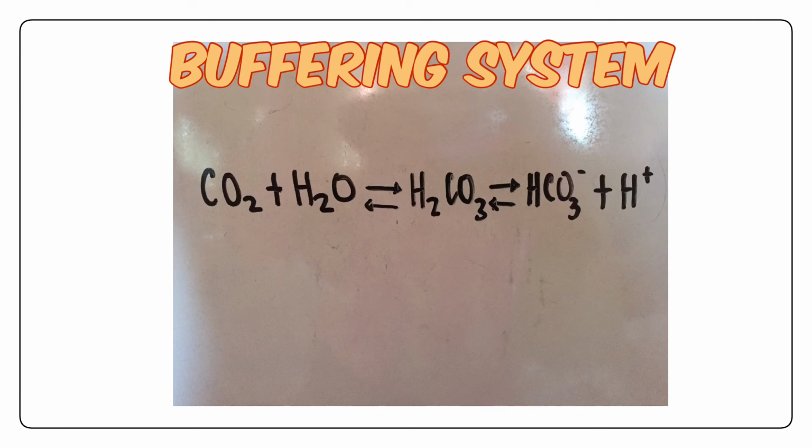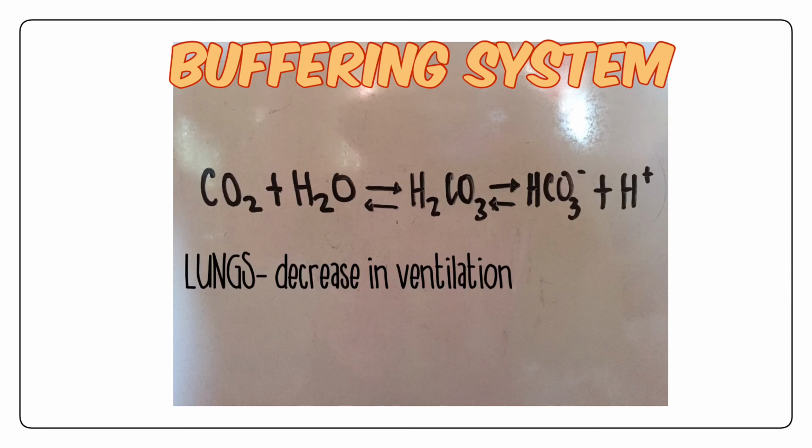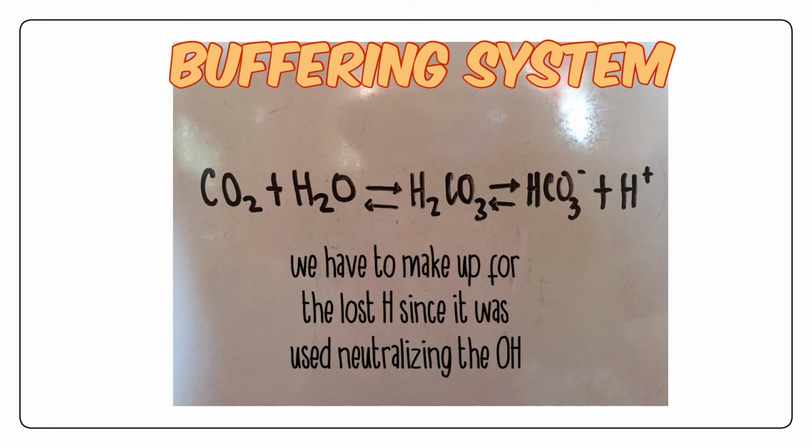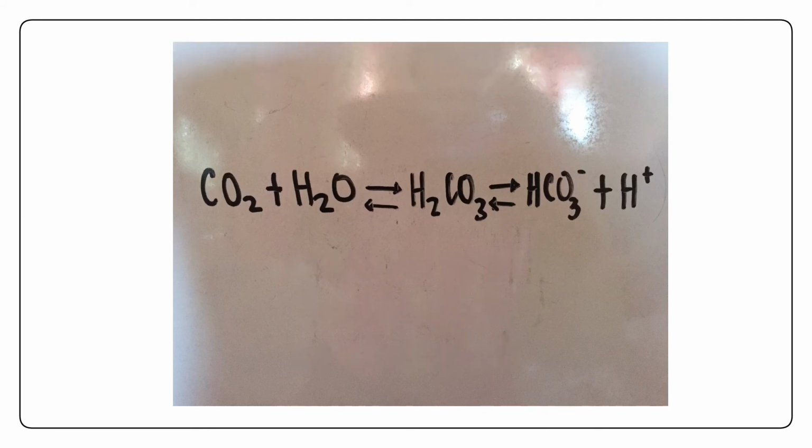In short, to normalize the pH or to bring back the alkalosis to normal, we have the lungs. Since the lungs control the CO2, the lungs should decrease the ventilation so that we have CO2 to combine with water to make carbonic acid, which then dissociates into bicarbonate and hydrogen ion. Because we have to make up for the lost hydrogen ion since it was used up neutralizing the hydroxyl group. Now that's all for the buffering system.